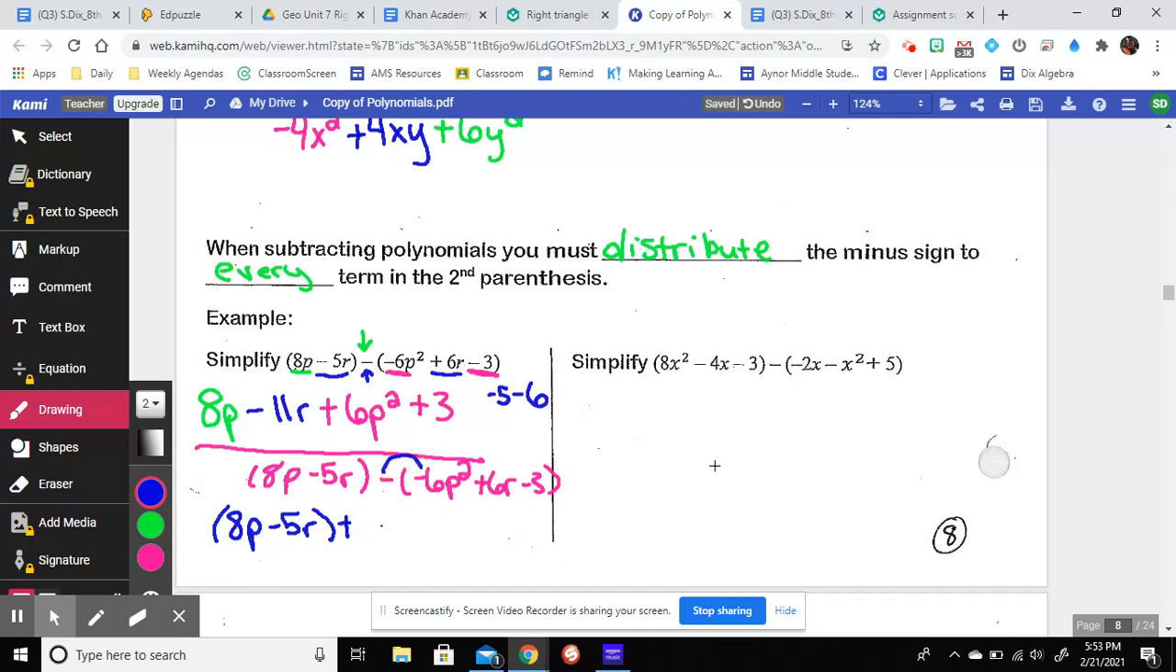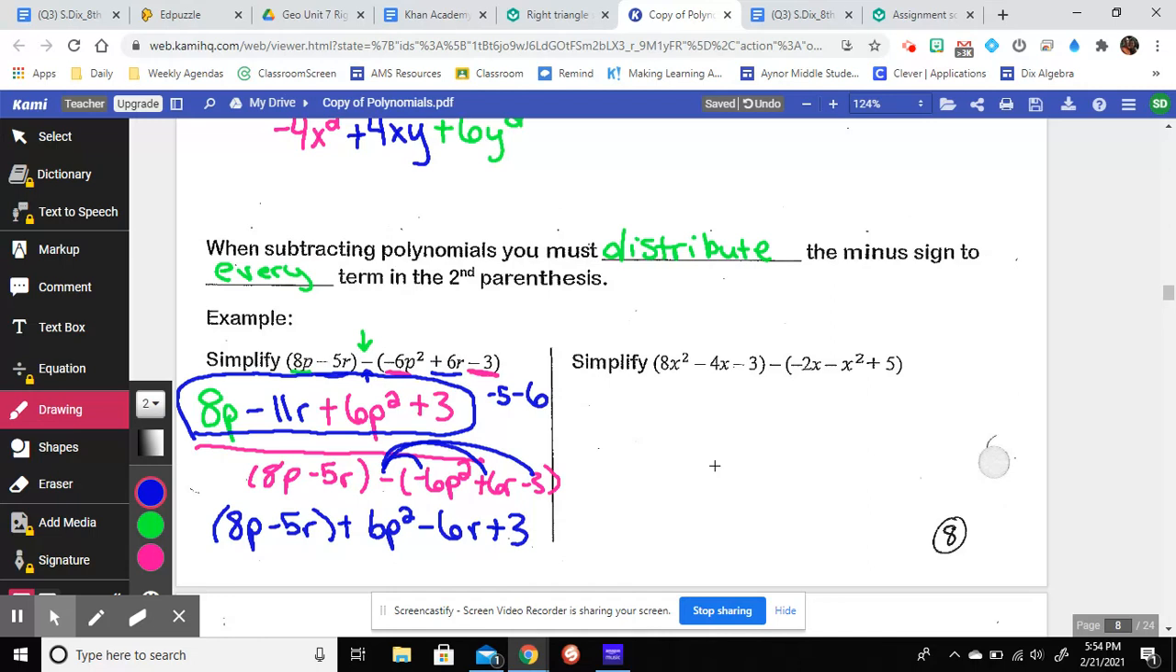So negative would make a positive 6p squared. A negative times a positive would make a minus 6r, and then a negative times a negative would make a plus 3. And then we could use our adding rules to end up with the same answer we had up here. So I'm just going to put a box around this piece here so that you can see that's what our final answer was.